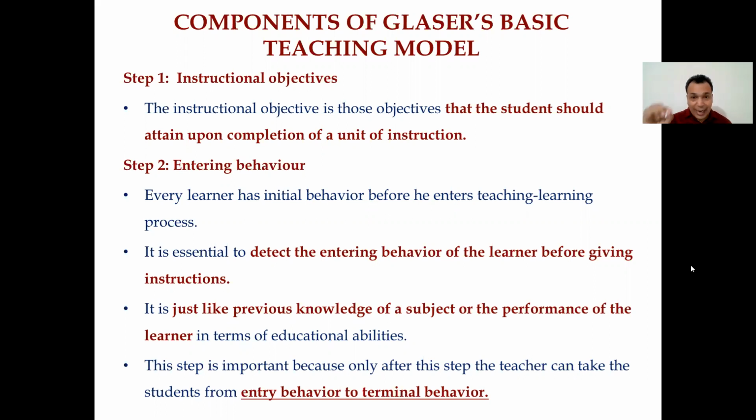This model says that, and that's why this model comes under the category of a psychological model, right? One is the Plato model. It was given by Plato. That model is called the philosophical model. That comes under the philosophical model. This model comes under the category of a psychological model, right? Last, this step is more important because only after this step can the teacher take the student from entering behavior to terminal behavior. बहुत ही बढ़िया line है, right?